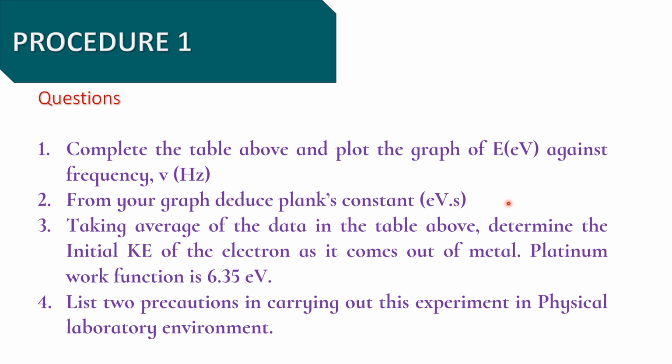Then having done that, taking the average of the data in the table above, determine the initial kinetic energy of the electron as it comes out of the matter. Take the platinum work function to be 6.35. So that is also just applying the formula, and then you can calculate that.